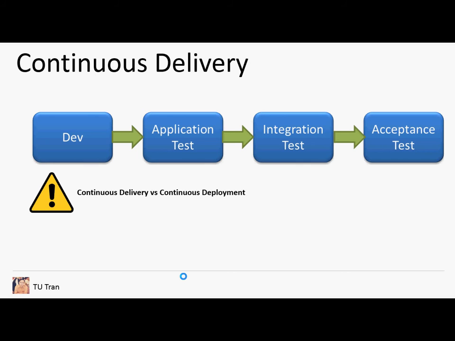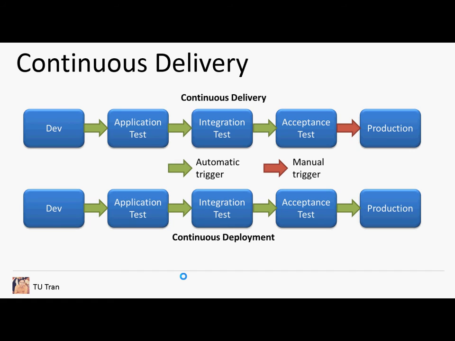Yeah. And I also take the notes on this. We have the difference between continuous delivery and continuous deployment. In continuous delivery, as I explained to you, when all the unit tests pass, we will create the deployment package. That's all. If we want to deploy to the production server, we will do it manually.